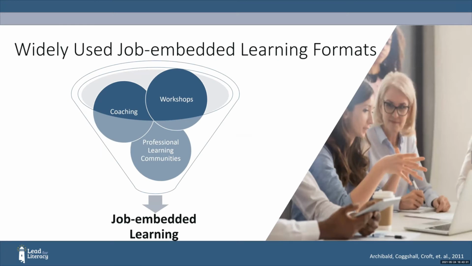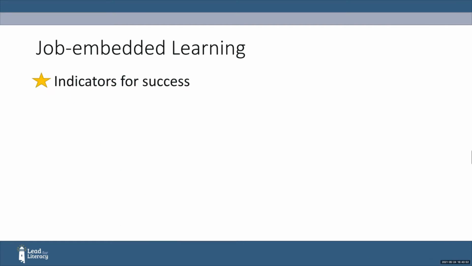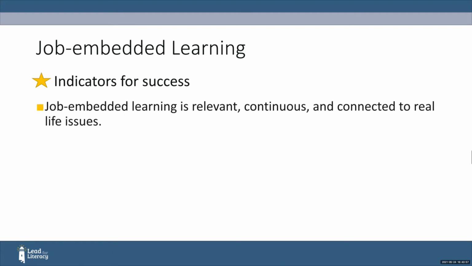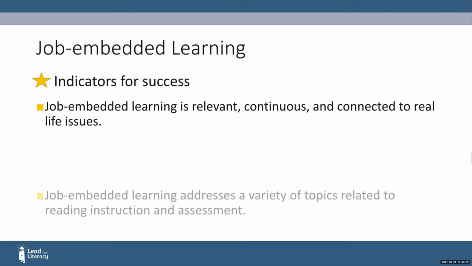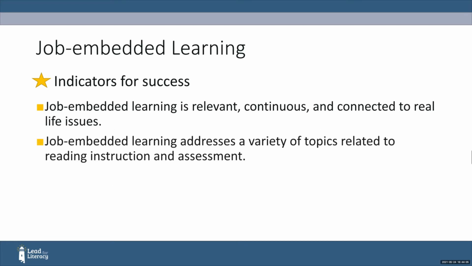The most widely used job-embedded learning formats include ongoing workshops, coaching, and professional learning communities. These formats can be acquired independently, one-on-one, or in groups. School leaders are key in promoting a school culture of ongoing learning and teamwork. Indicators of success for job-embedded learning are: job-embedded learning is relevant, continuous, and connected to real-life issues.